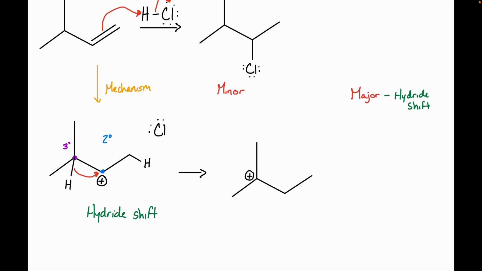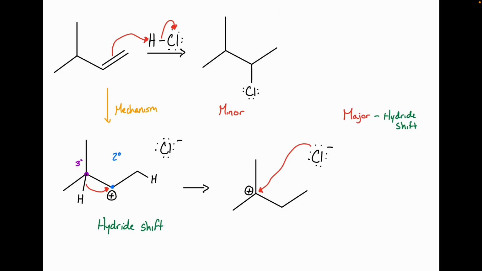All right, I got a little lazy and didn't put in my chloride ion, so let me put that in. All right, so then my last step here would be the same. That chloride ion finds that carbocation and forms that new bond. So everybody take a second and draw me the major product of this reaction here that's a result of this hydride shift mechanism.